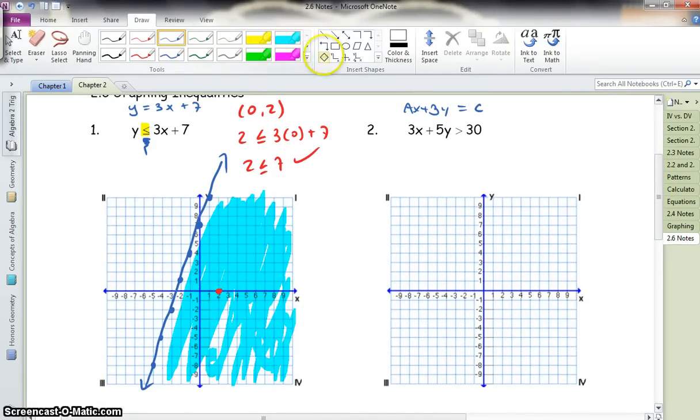Alright, so remember, we can cover our y value.